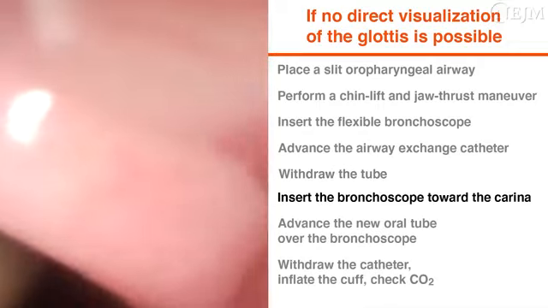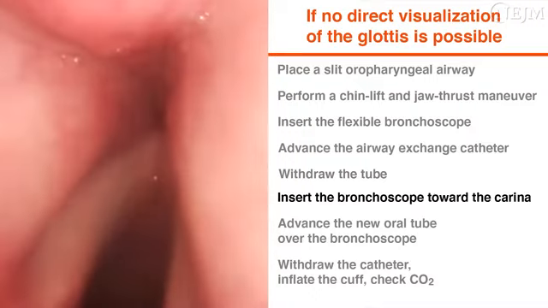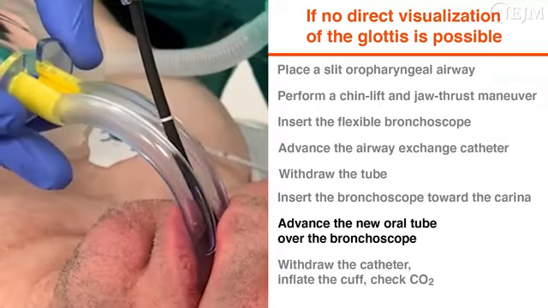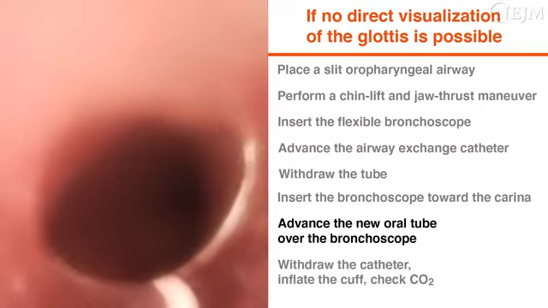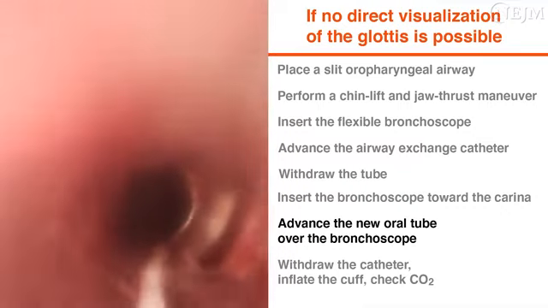Insert the flexible bronchoscope alongside the airway exchange catheter toward the carina. Then, advance the new oral tube over the bronchoscope. Watch for the tube to appear on the screen, then advance the tube until the tip is positioned 3 to 4 centimeters above the carina.